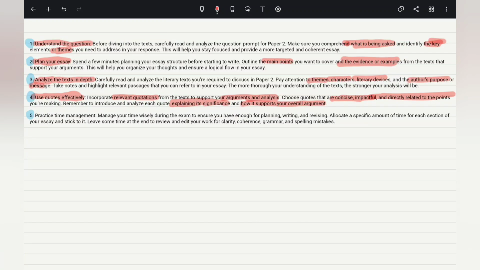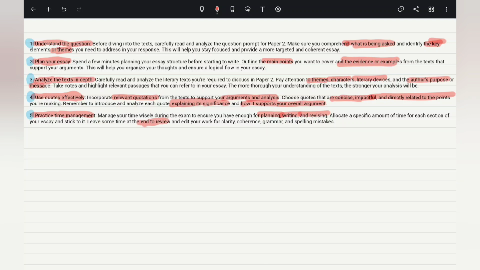practice time management. Very important. That goes for all your exams: English, maths, science, geography, RE, and even history. Manage your time wisely during the exam to ensure you have enough for planning, writing, and revising. Allocate a specific amount of time for each section of your essay and stick to it. Leave some time at the end to review.